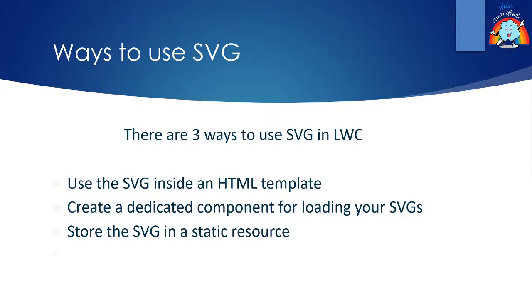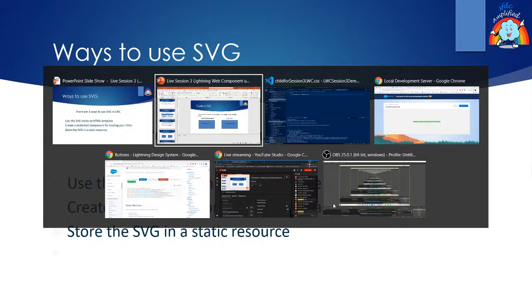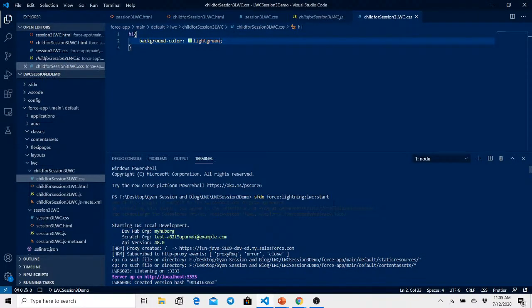Next, storing the SVG in a static resource. So I'll be showing today how to use it inside the HTML template, and how we can use it as a static resource and how we can pull that into our code. I'll be showing you the simple SVG, how we can use or create SVG in our component.